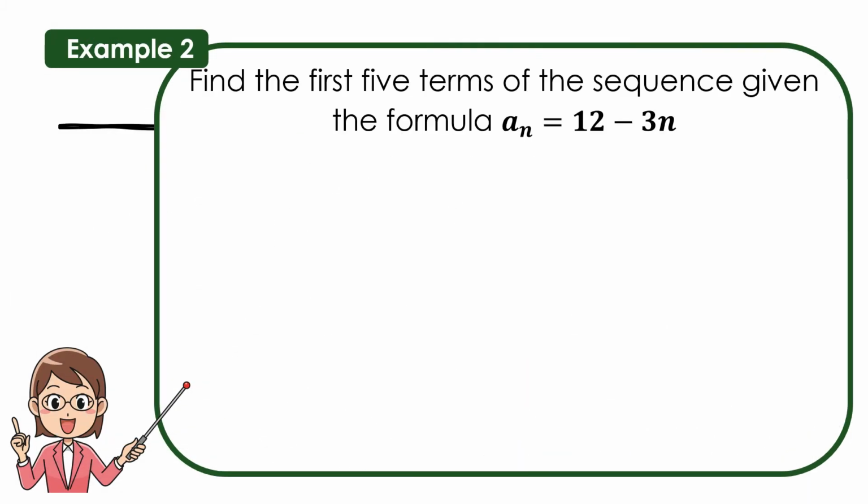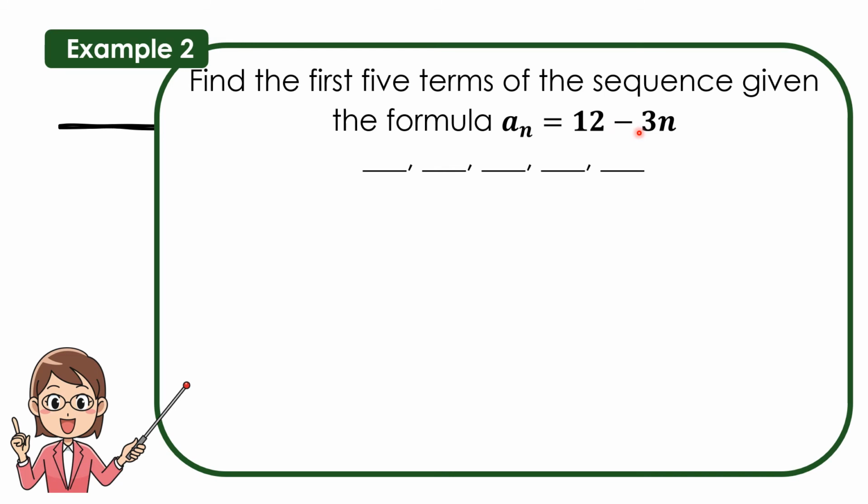Example 2. Find the first 5 terms of the sequence given the formula a sub n is equal to 12 minus 3n. In this problem, we need to find the first 5 terms of the sequence given the formula a sub n is equal to 12 minus 3n. To illustrate the problem, we have this one, wherein we need to find the first 5 terms of the sequence using the formula a sub n is equal to 12 minus 3n.